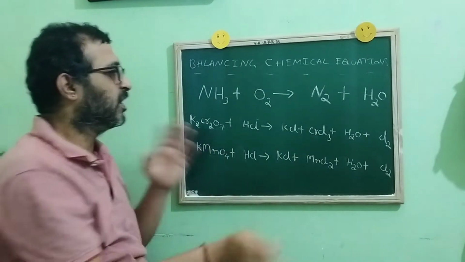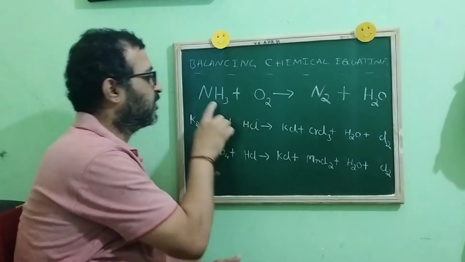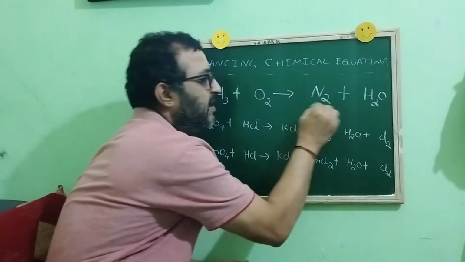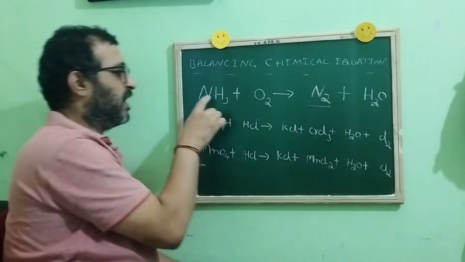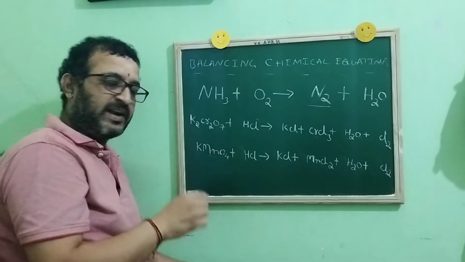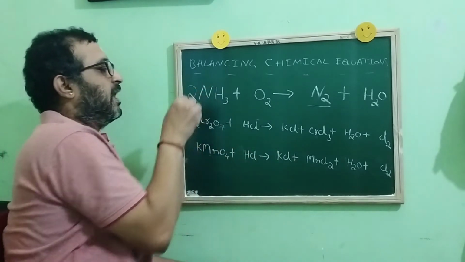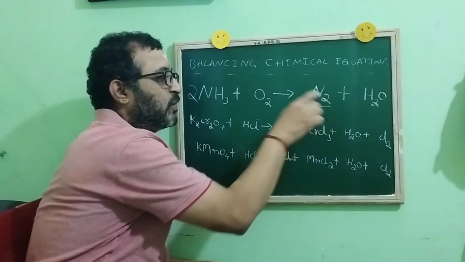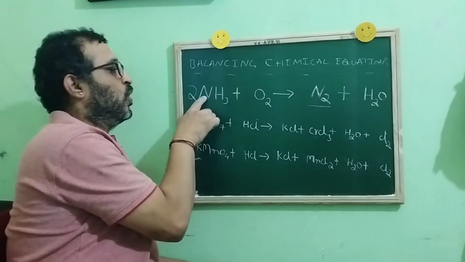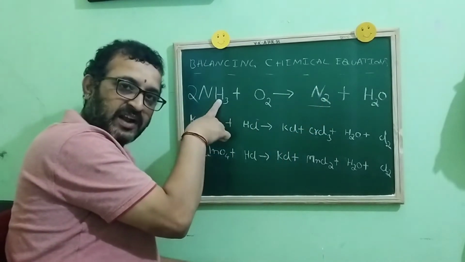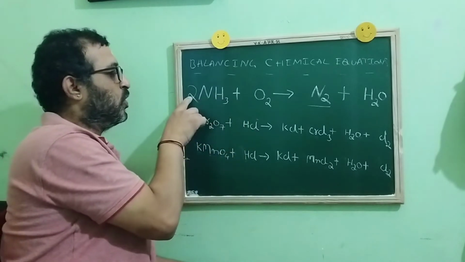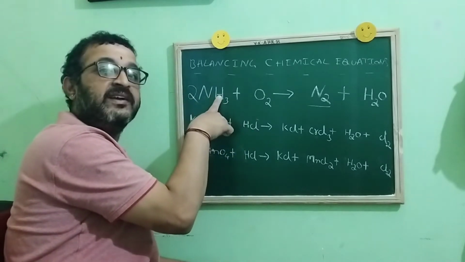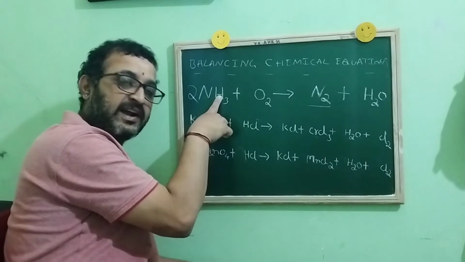It's very simple children. Now, we'll start with which element, right? Common sense says that on the right hand side we have 2 nitrogen and on the left hand side we have 1 nitrogen. So what I'll do is I'll put 2. 2 ones are 2 and 2 ones are 2. Nitrogen is balanced. Now, who is there with nitrogen? Hydrogen. Now, 2 threes are what children? 6 atoms of hydrogen are there.